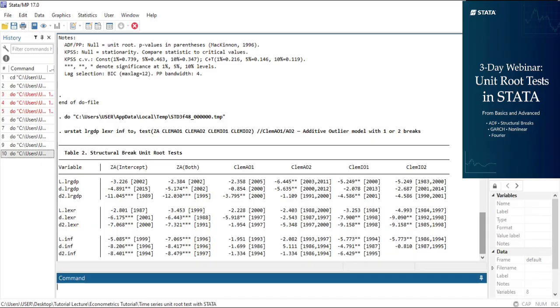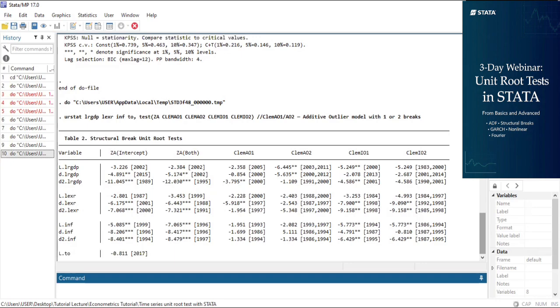Yes, it's clear. What I'm just saying is that the interpretation of those values for the Clemente test is the same hypothesis, the same direction of the hypothesis. Once it's significant, it means the series is stationary. For example, look at this: Clemente AO2. It is significant. It means the series is stationary. Hope that is clear. Yes, it's clear. So that is it.